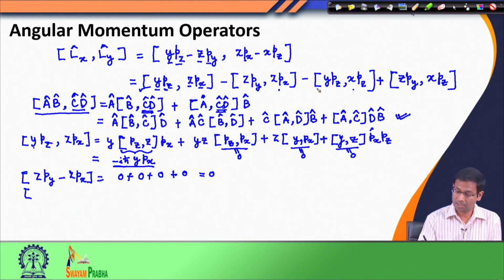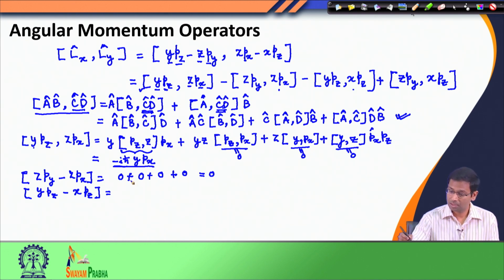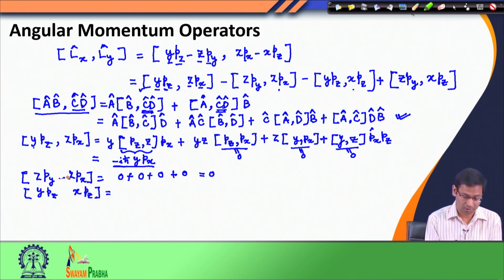Similarly, if we look at the third term, which is [y p_z, x p_z], we will find the first term BC, Pz. Excuse me, this should not be a minus sign, this should be a comma, because we are trying to evaluate the commutator between Y Pz and X Pz.